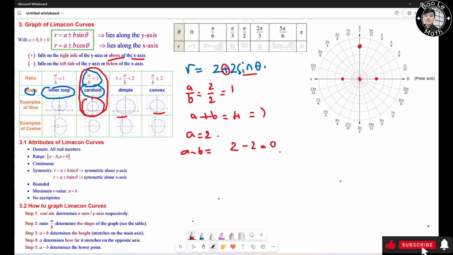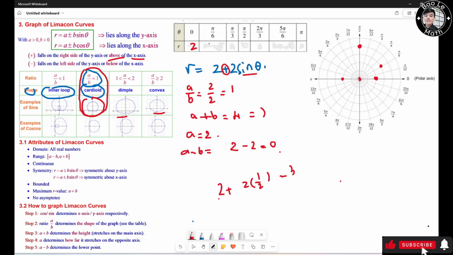Alright, now we just calculate the values of the special angles right here. Substitute 0 for angle theta: sine 0 is 0, so this should be 2. The point should be right here. Pi over 6, sine pi over 6 equals 1/2, so you have 2 plus 2 times 1/2, so it could be 3. So for pi over 6 it could be 3. This is 1, 2, 3, it's going to be right here.